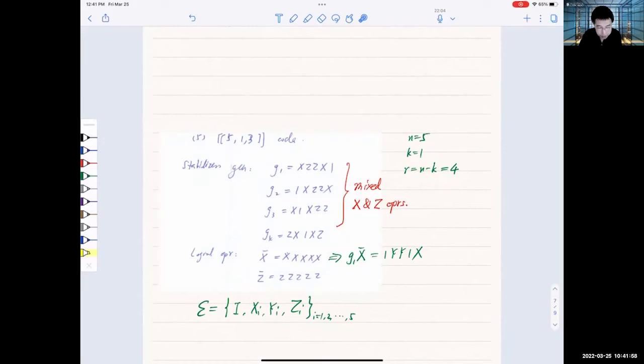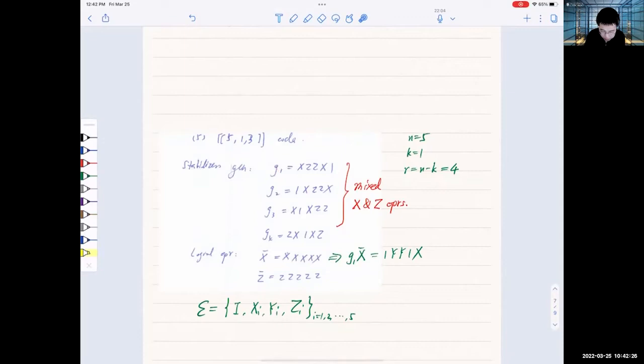However, it actually gives you a more efficient encoding because you only need 5 qubits to encode 1 logical qubit. And here, the third number 3 indicates the distance, which is the minimum number of Paulis that you need in order to come up with a logical operator. And for this 5-1-3 code, a simple way to write the logical is the product of all Pauli X's.